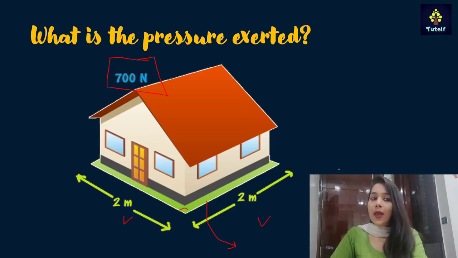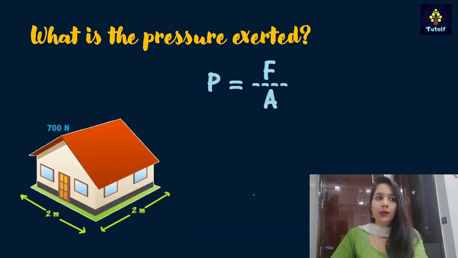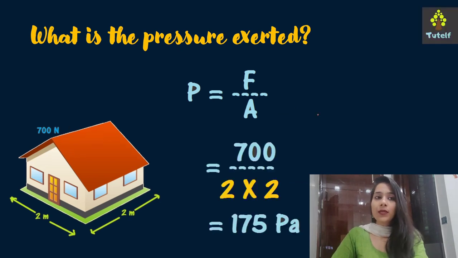So the area of a square is side times side, so to find the area, I do the multiplication of this and this. I'll get the unit as 4 meter square. Now let's see, the formula that we'll be using here is pressure is equal to force divided by area. My force is 700 Newton and the area I've just found out is 4 meter square. So I'll put in all my values and I'll get my answer as 175.